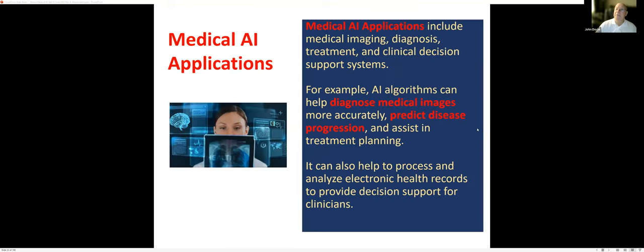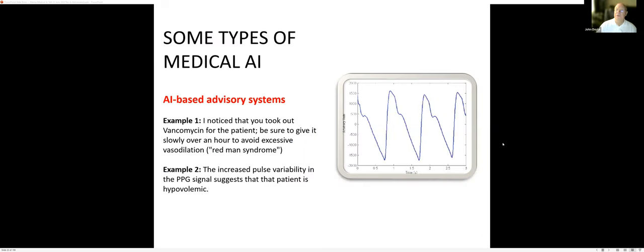So medical AI applications include medical imaging, which we'll take a look at, diagnosis, we'll take a look at that, treatment and clinical decision support systems. The idea is to monitor and predict disease progression, help analyze electronic health records, provide decision support. And we'll give some specific examples in a while.